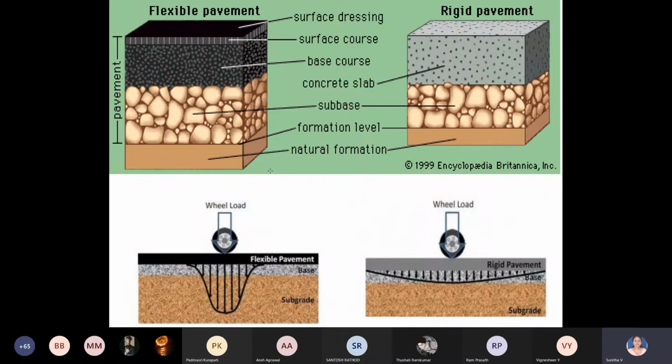Then in rigid pavement you have natural formation or subgrade, sub-base, or it can be a base course also below that, then your concrete slab. So a typical load distribution is given here: how the pressure or the load is distributed to the lower layers.